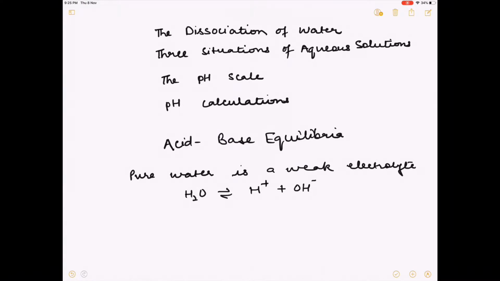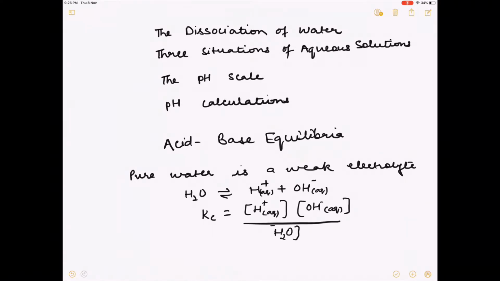Now the equilibrium constant for this, again we can write down as, you know how to write down the equilibrium constant, it's product over reactants. Now this is also in aqueous solution, so you can write down this. So that will be product over reactant. This is liquid, right? This is how we write down the equilibrium constant. Now I can take this water to the right hand side like this.